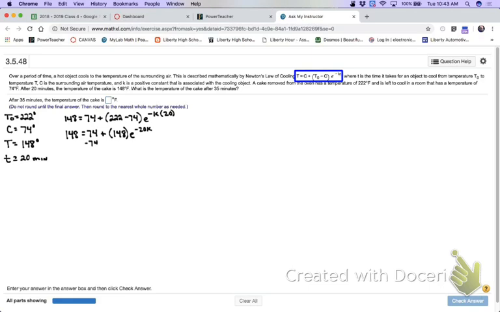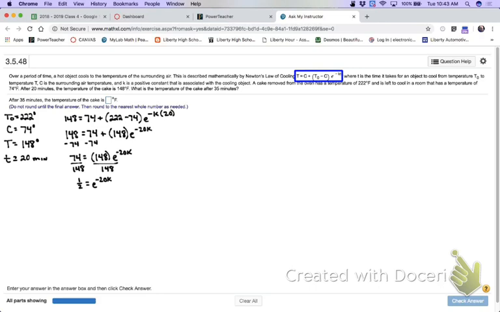Subtract 74. So whenever I subtract 74, I end up with 74 equals 148 times e to the negative 20k. Divide by 148, and I get 1/2. So 1/2 equals e to the negative 20k power.